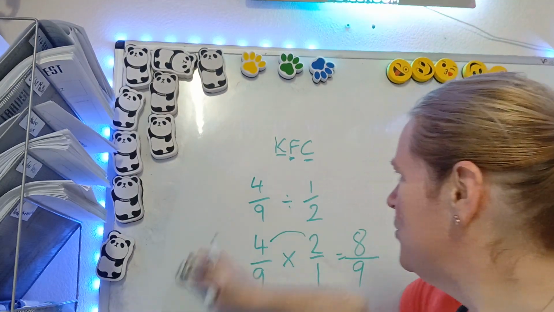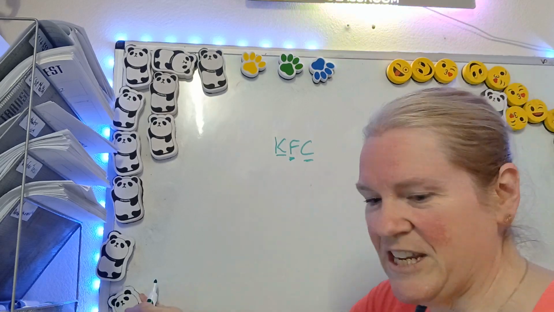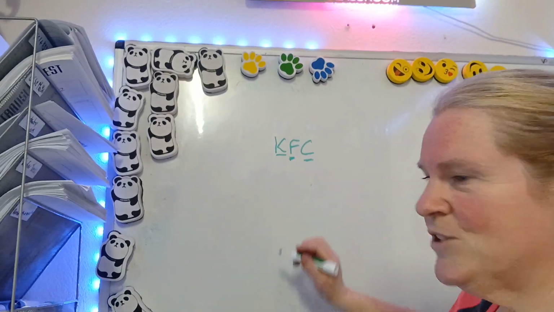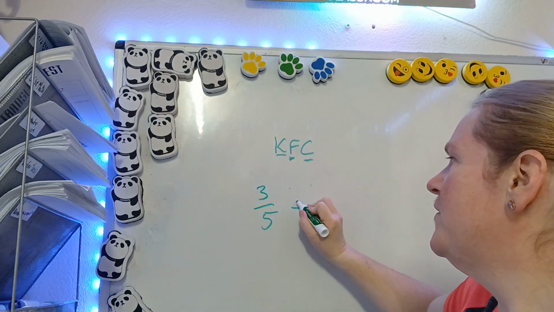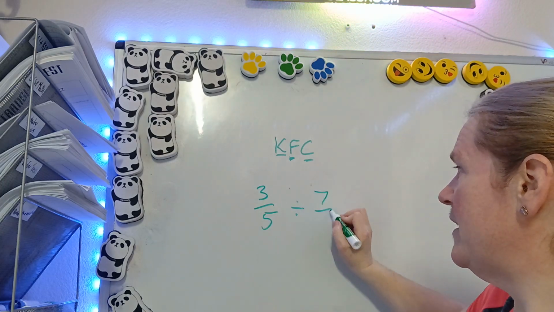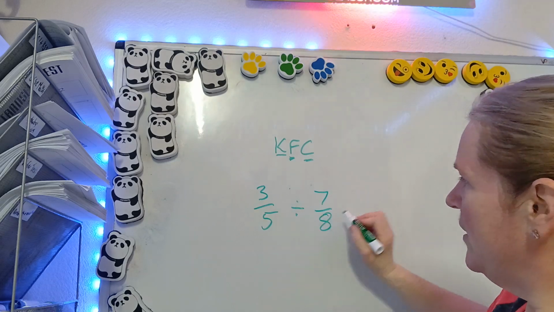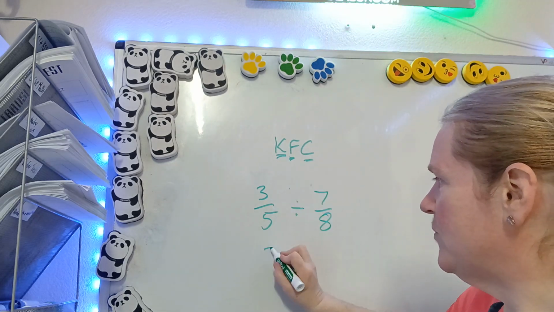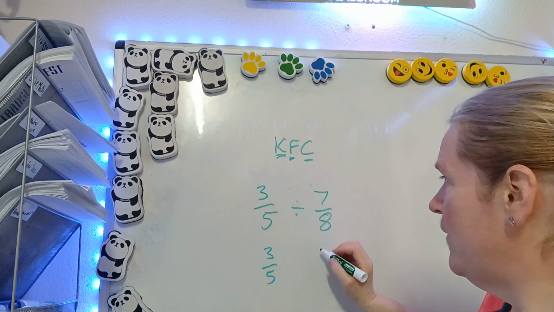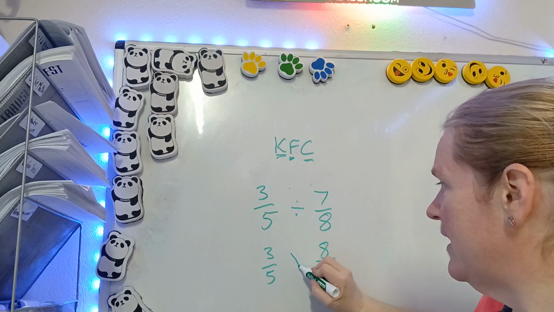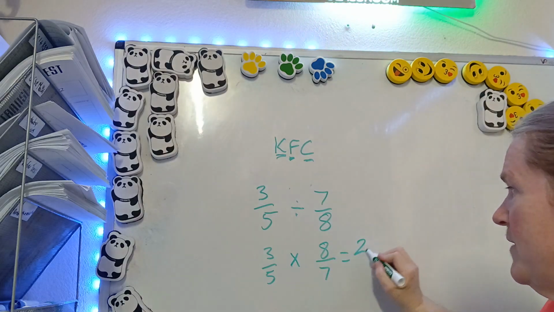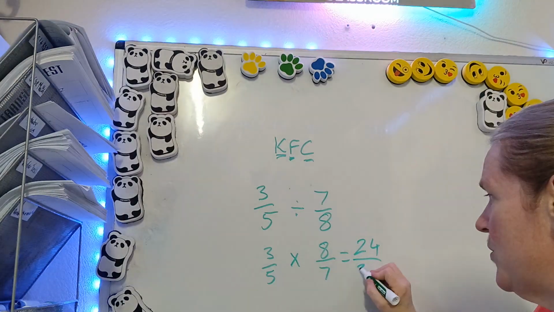KFC method, I'm going to do another one of those. As I say, you just have to learn the KFC method. So we have, let's go with 3/5 divided by 7/8. So what we have to do, keep the first fraction, so that's going to be 3/5. Flip the second fraction, that's now going to be 8/7. Change the sign, it's now times. 3 times 8 is 24, 5 times 7 is 35.